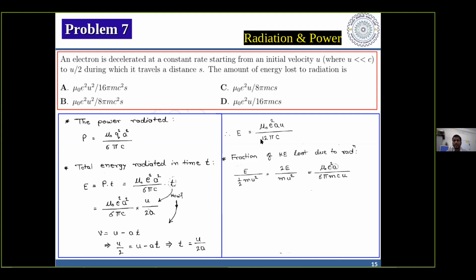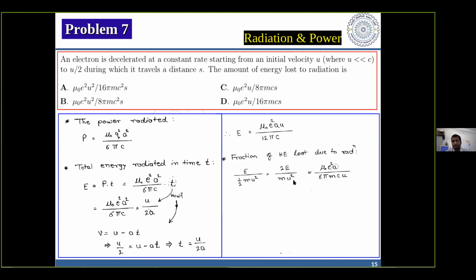But what is asked is the fraction of kinetic energy lost. Maybe I have missed that here. The fraction of kinetic energy lost is then this energy which you have calculated here, which is lost, divided by its initial energy. So that will give the fraction, which is nothing but 2E over mu squared.